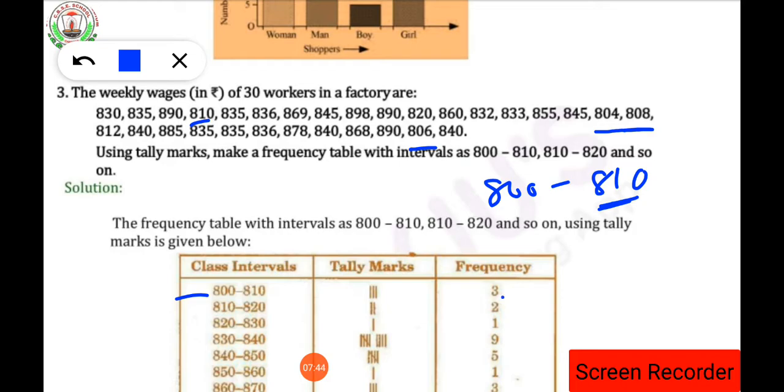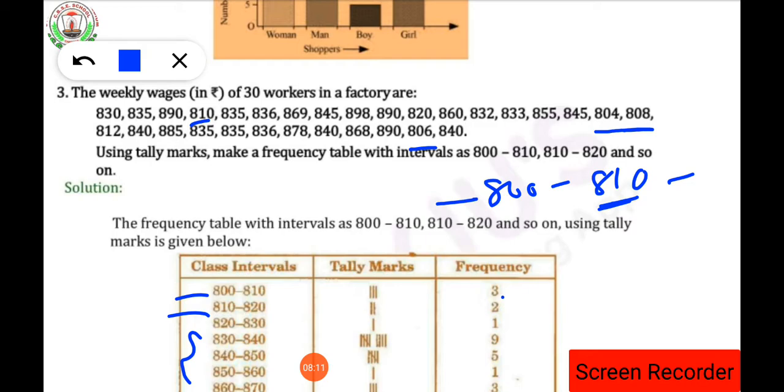So dear student, remember that in the class interval, this is called the lower limit and this is called the upper limit. 800 is called a lower limit, 810 is called an upper limit. In the same way, in the second class interval, 810 and 820, 810 will become the lower limit and 820 will become the upper limit, and so on.